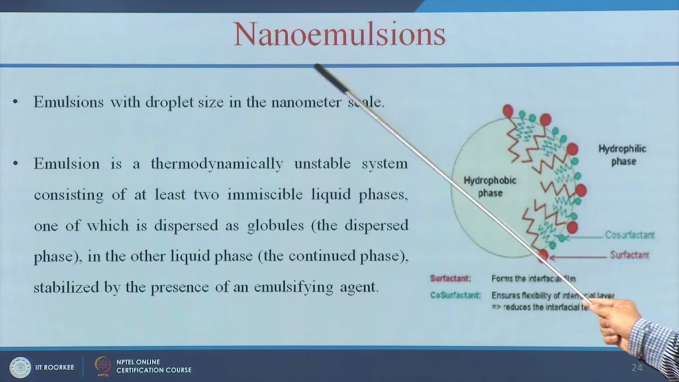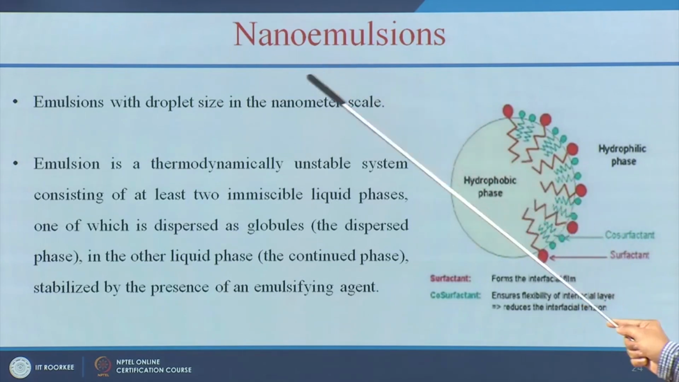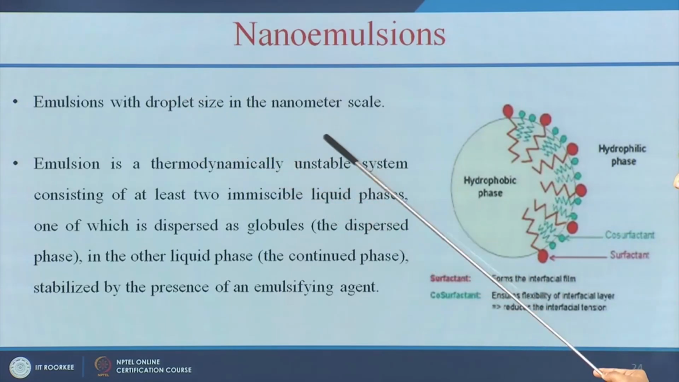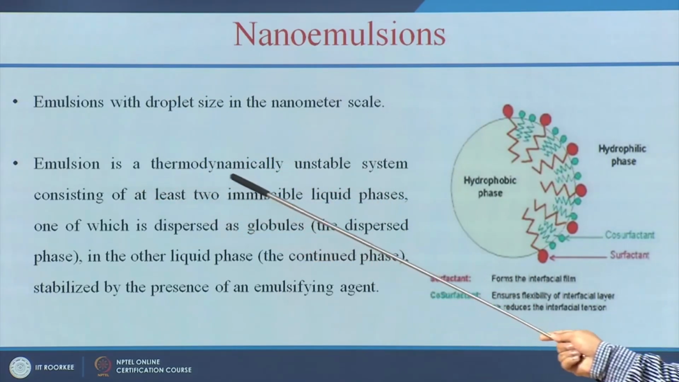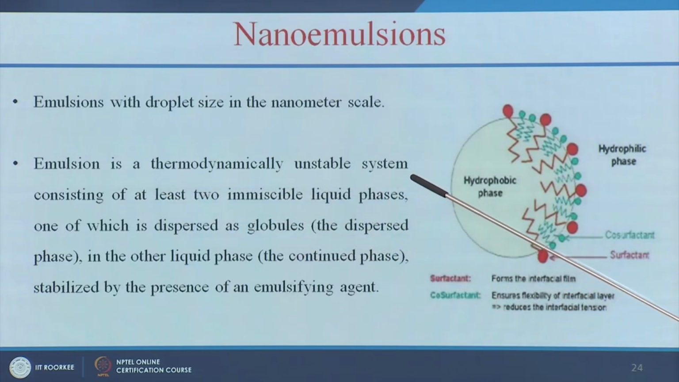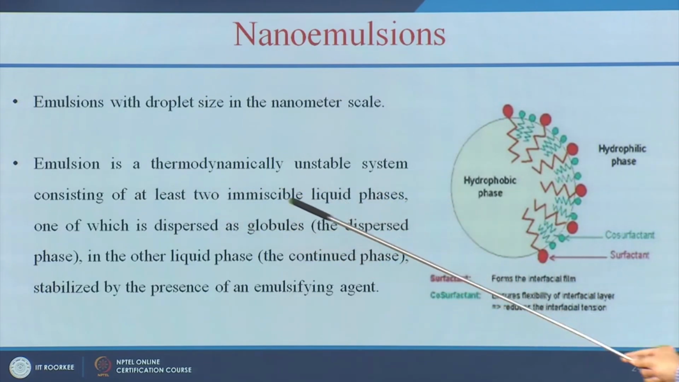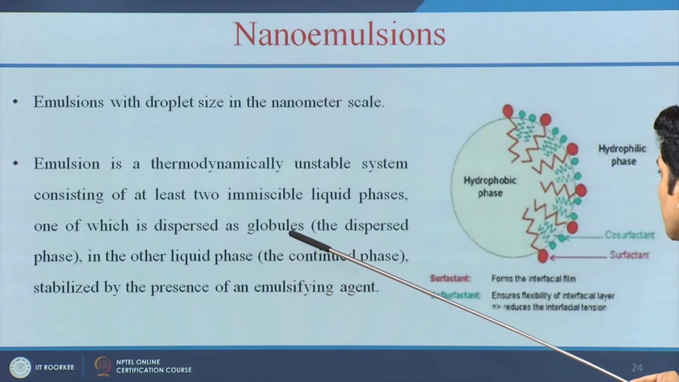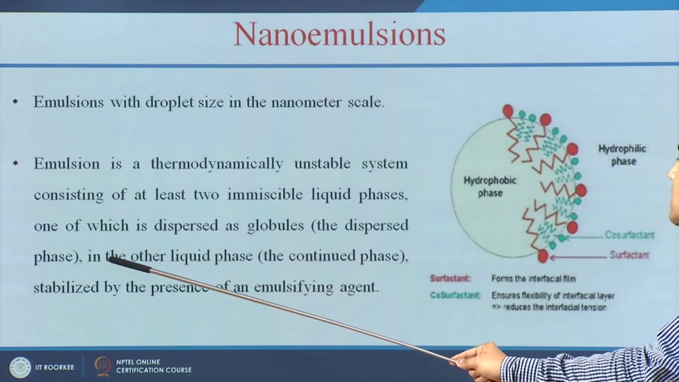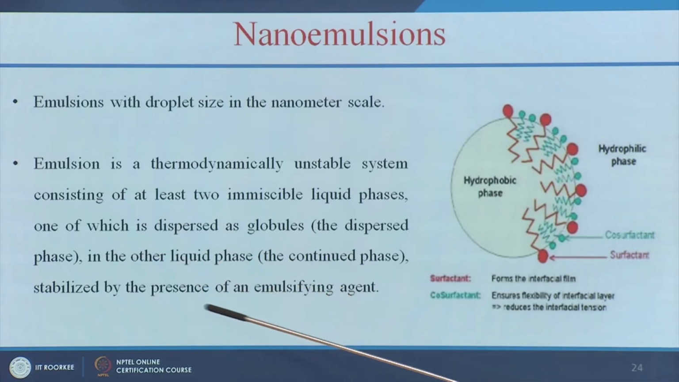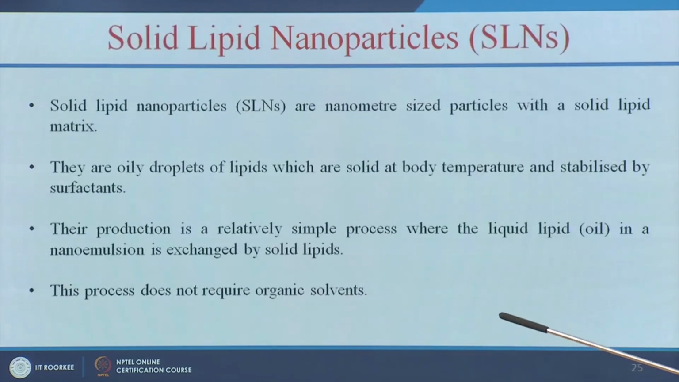And another type of lipid based material is nano emulsion. Here we can achieve emulsion on the nanometer scale. Emulsion is a thermodynamically unstable system, consisting of at least two immiscible liquid phases. One of which is dispersed as globules, and the other one is the liquid phase, and these are stabilized by the presence of an emulsifying agent, that is called a nano emulsion.